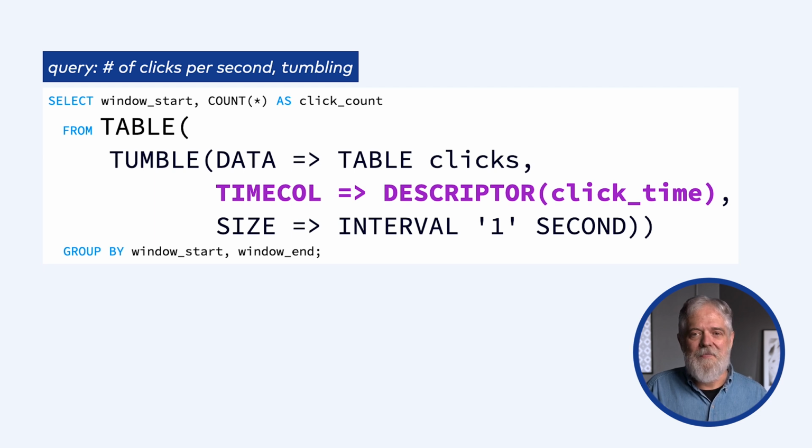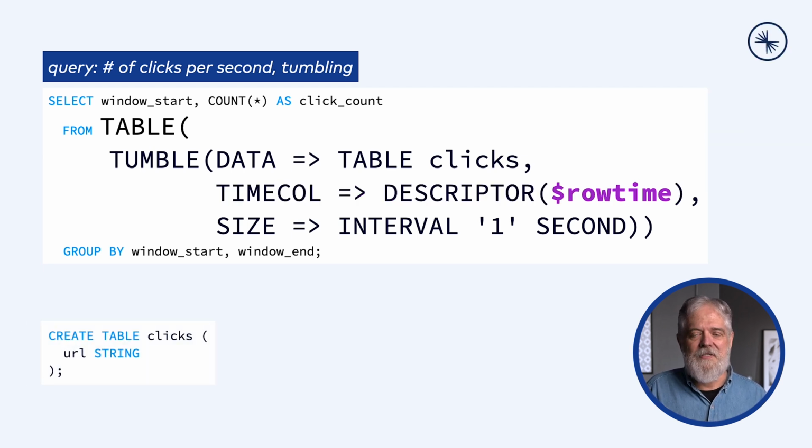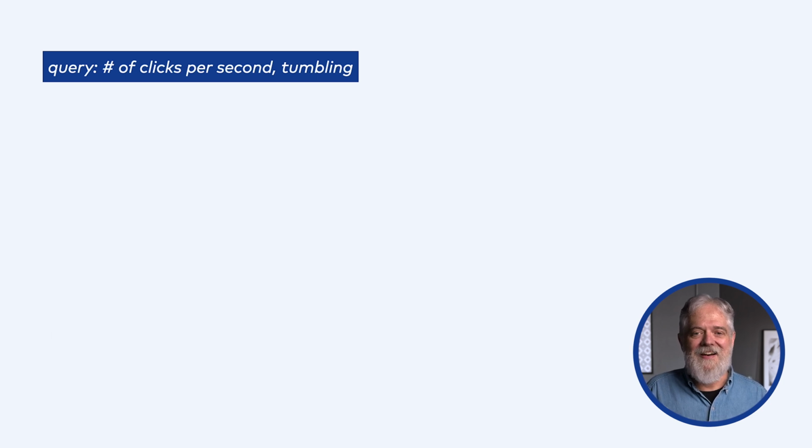Now for a quick aside about Confluent Cloud for Apache Flink. On Confluent Cloud, it's not necessary to have an explicit timestamp column. You can instead use the Kafka record timestamp, which is exposed as a special column named $rowtime. Confluent Cloud provides automatic watermarking for this rowtime column, which is why in this example, the clicks table doesn't have any watermarks defined. The final parameter for the tumble function is the size.